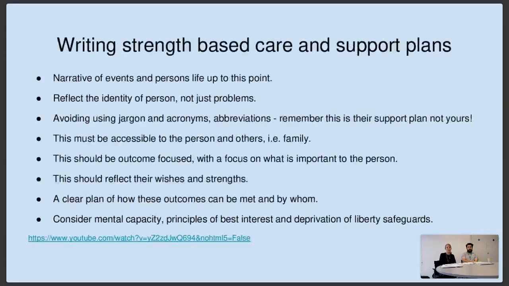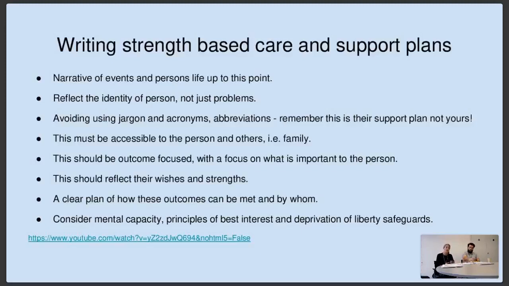And when you're thinking about how you write a strengths-based care and support plan, again, this isn't anything new, but I think it should reflect the identity of the person, so not just the problems. So be mindful of making a long list of somebody's medical conditions, for example. Is that really relevant for the support plan? The support plan should be a reflection about how that person's needs are going to be met, what outcomes they want to achieve, what their wishes are. So be mindful about just listing somebody's problems and their medical conditions and whether that's helpful for the person in the context of their support planning.